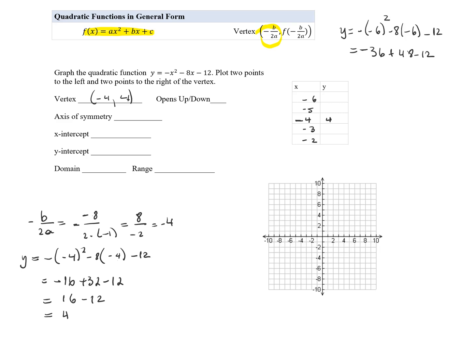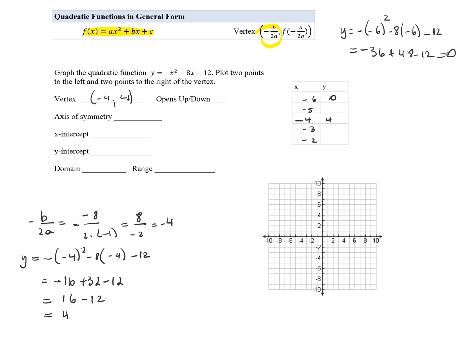And then I'm going to go ahead and use a calculator. So I have negative 36 plus 48 minus 12. I got 0. Let me double check. Negative 36 plus 48 minus 12. Yep, we get 0. So that's 0.